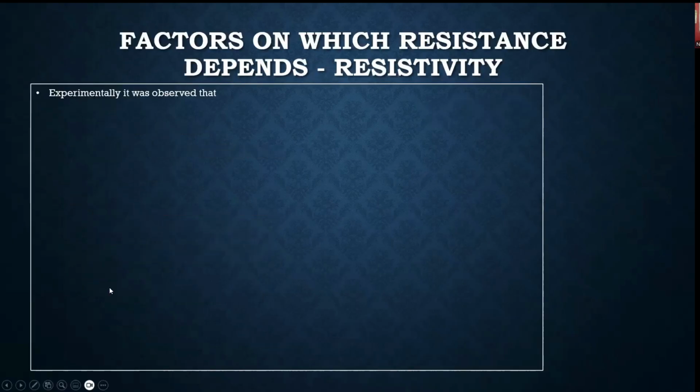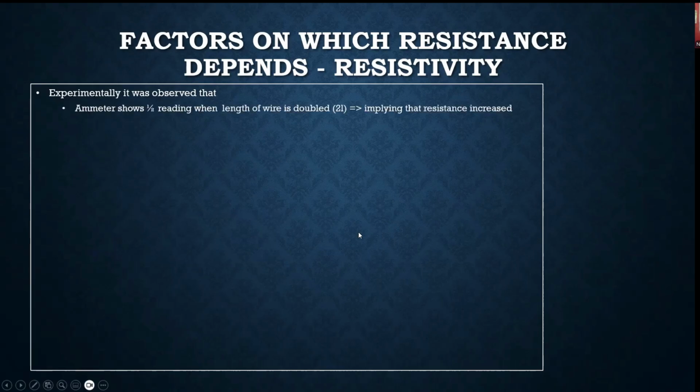So what happened is some group of people experimentally made a circuit. In that circuit, they had a resistance, they had a battery, and they had an ammeter also connected. What ammeter is used? Ammeter is used to measure the current. What they found, the first observation, is that the ammeter showed half reading. Ammeter reading आधा हुआ when the length of the wire was double.